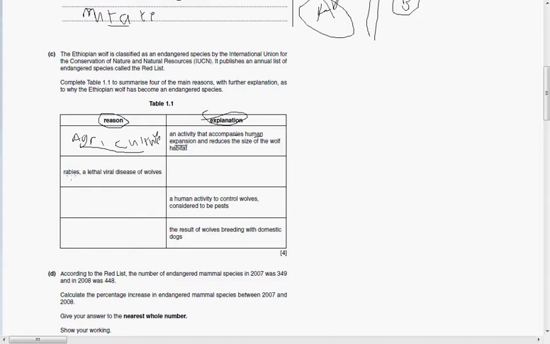Then rabies, a lethal viral disease of wolves. What can they cause? They can cause death, and so the population goes low. Okay, and so all that. A human activity to control wolves.